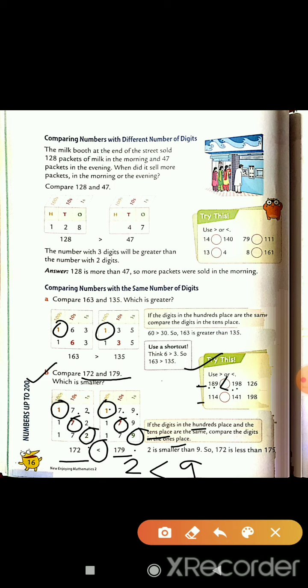Next, 114, 141. At the hundreds place, both the numbers are having 1, so we cannot compare it. So, move on to the tens place. At the tens place, 114 is having 1 and 141 is having 4. At the tens place, 114 is having 1 and at the tens place 141 is having 4. So 4 is greater than 1. So 141 will be greater than 114. Clear, students?